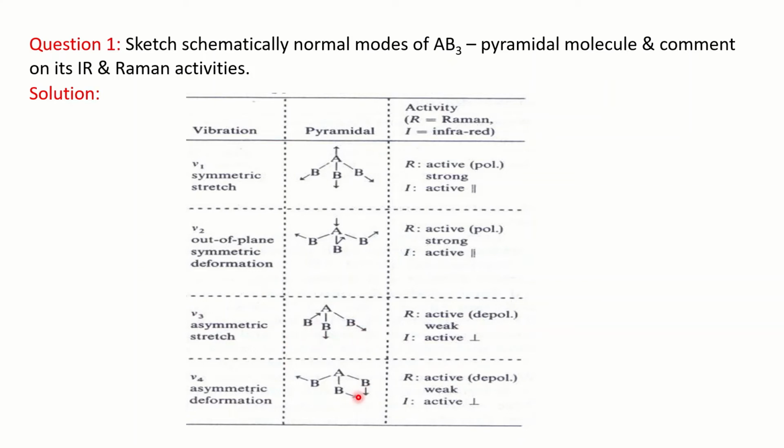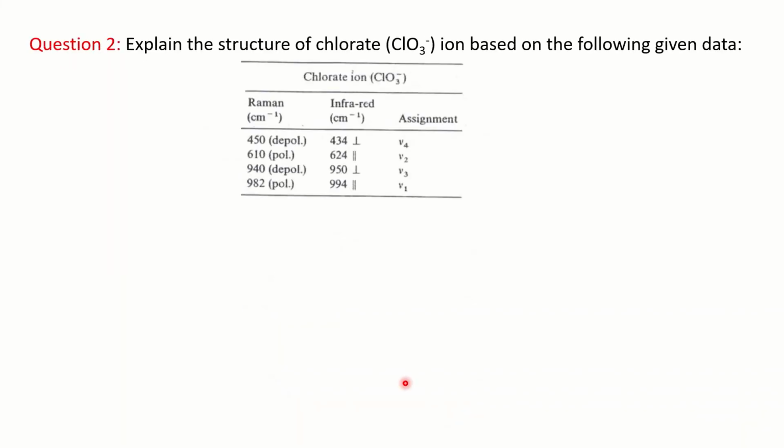And for asymmetrical, you should be aware that the vibrations are IR perpendicular and Raman depolarized. So if you are familiar with this pattern, you have to just learn the two types of stretching, asymmetrical and symmetrical, and two types of bending which you can draw. So for this particular question, you have to just draw this table and learn it so that you can solve the numericals also on it. So we'll see the next problem.